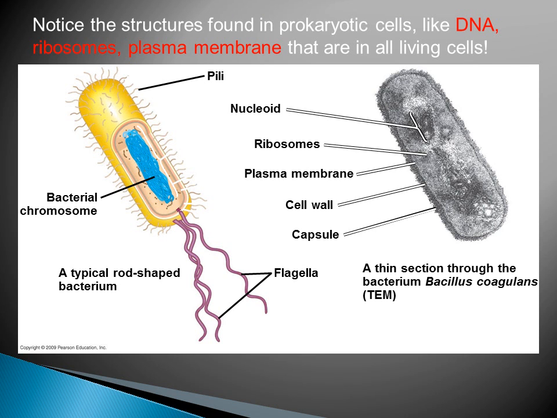So as we look at a typical bacterial cell, we notice that it has DNA, ribosome, plasma membrane. It has some other structures that are important to the role a bacteria plays, but we do want to see those structures that are found in all living cells.